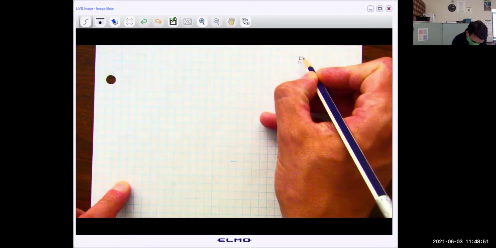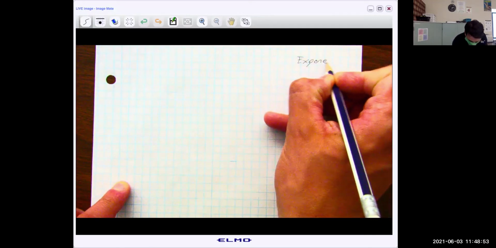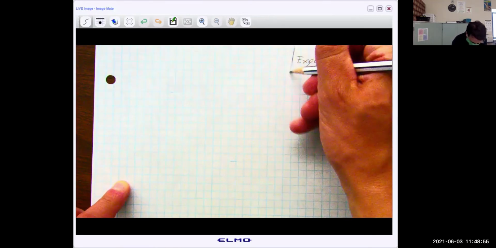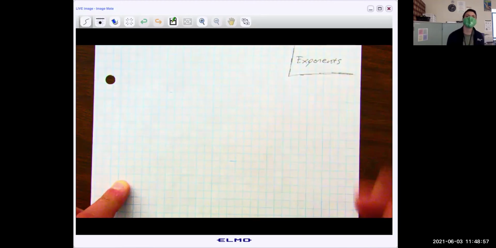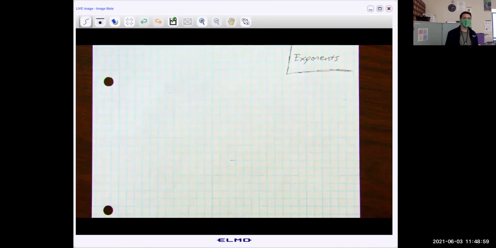Subject is exponents. Everyone's favorite subject. We're going back to it for a little bit. When we were in exponents last time, we added, we subtracted, we multiplied, we divided. We're not talking about any of that today. Today, we're going to be looking at what kind of graph an exponent can produce.